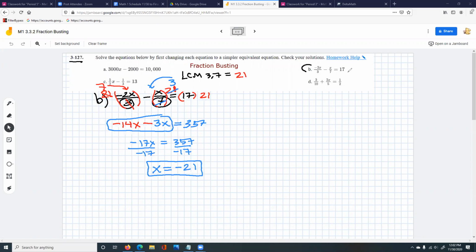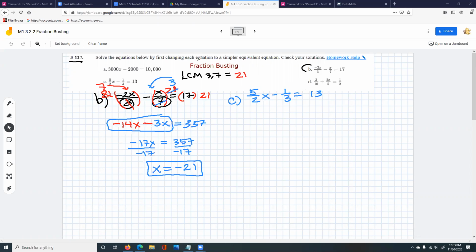So I could plug the negative 21 into here, and then I should get 17 when I plug it into the left-hand side there. Okay, so that is how you fraction bust. We'll do another fraction busting one. Here is C. C is right here: 5 halves x minus 1/3 equals 13.